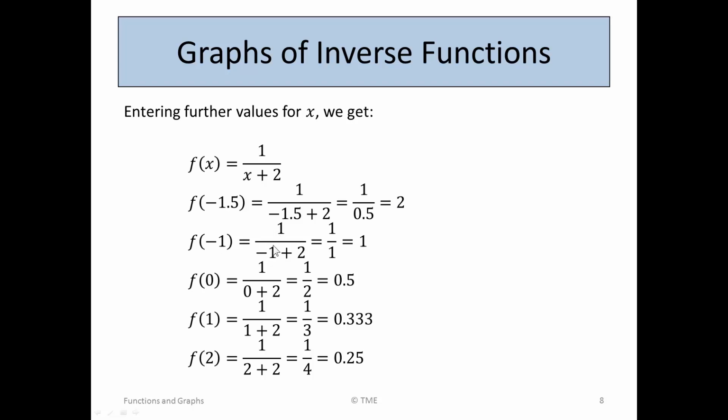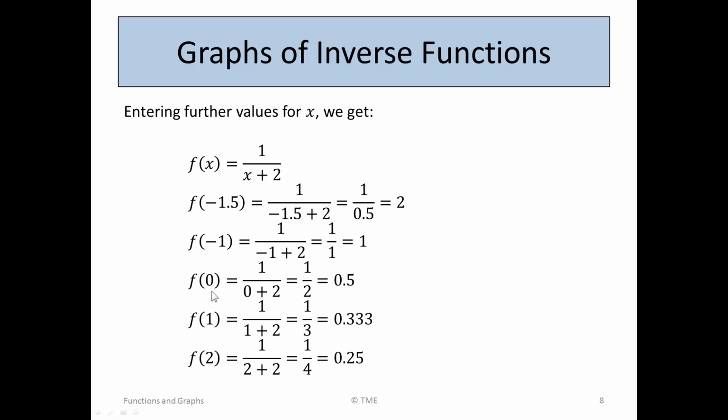f of minus 1 is 1 over minus 1 plus 2, or 1 over 1, because 2 minus 1 is 1, and that's 1. For f of 0 we get 1 over 0 plus 2, or a half, which is 0.5. And for f of 1 we're getting 1 over 3, a third, and so on. For f of 2 we get 1 over 2 plus 2, a quarter, or 0.25.